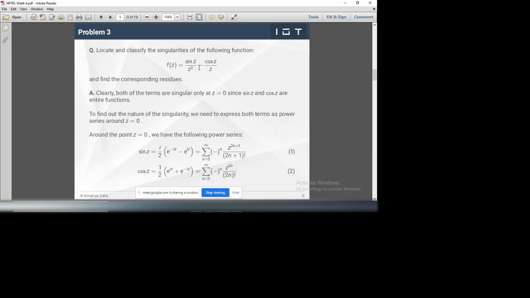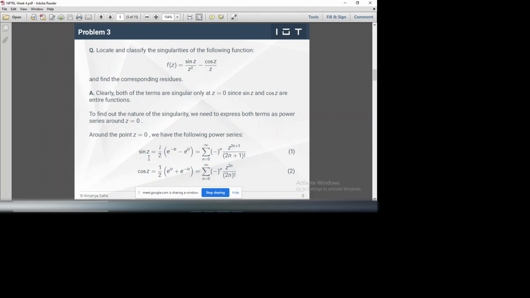So that is the only point of singularity. Now, of course, since z equal to 0 is a singularity, we examine what kind of singularity it is. For that, we have to consider a Laurent series expansion around z equal to 0. For that purpose, we also have to expand sin z as a Laurent series or Taylor series around z equal to 0. So that will be useful.